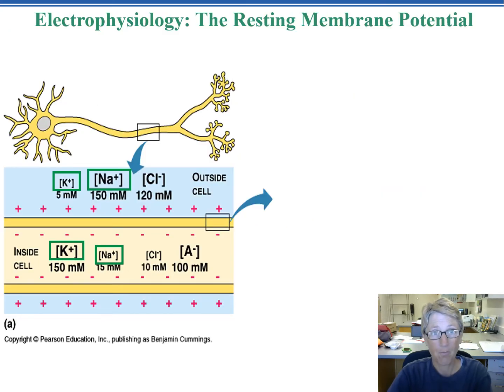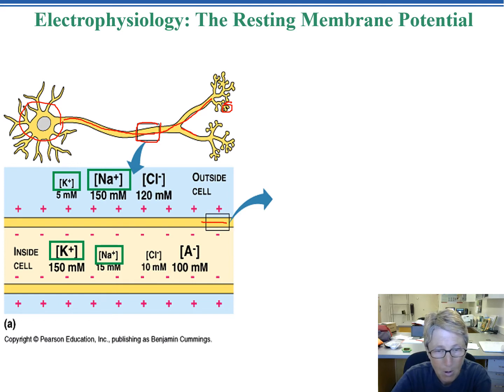So this is our first foray into electrophysiology and the resting membrane potential. So here's our neuron. This is the neuron cell body, so if it's a motor neuron, you'd find this cell body in the spinal cord. And then here's the axon that would go out, and this axon is branching, and then these terminals would innervate a skeletal muscle cell.